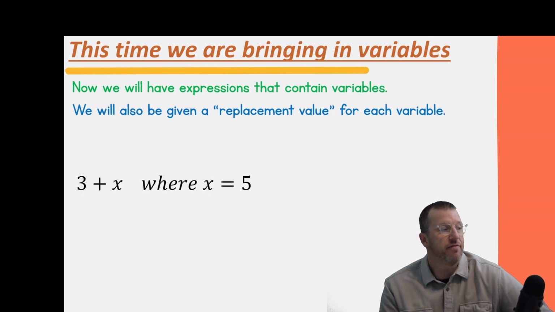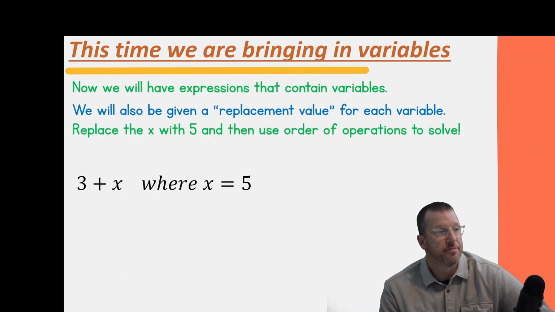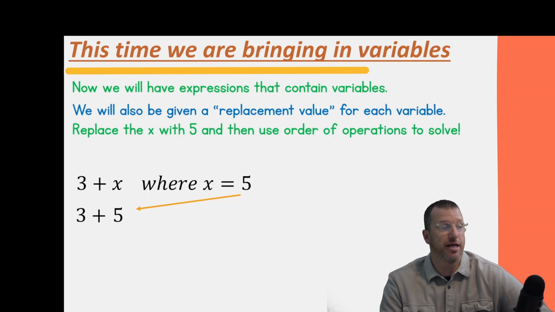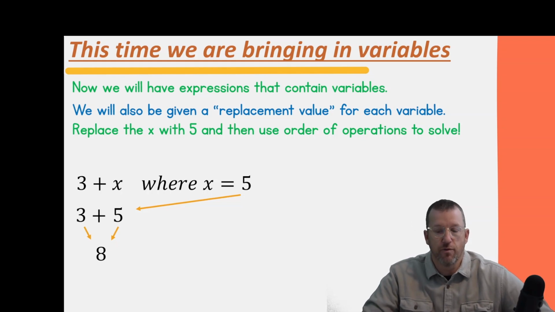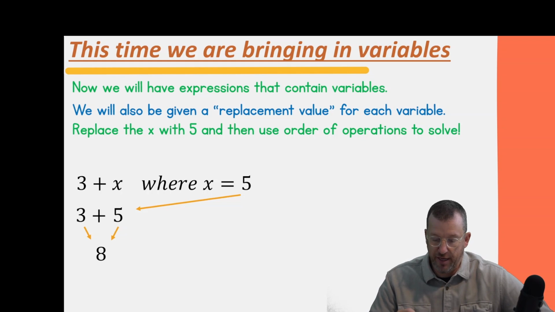For example, if I have 3 plus x, and then they tell us x equals 5. All we do is we substitute, or replace, the x with its value. So we get rid of that x, and then we move that 5 in there. So what we really have is 3 plus 5, and for our order of operations, there's only one thing you can do, so it's addition. So we just say what is 3 plus 5, and it equals 8. Okay, so that was obviously a real generic, easy version of that.